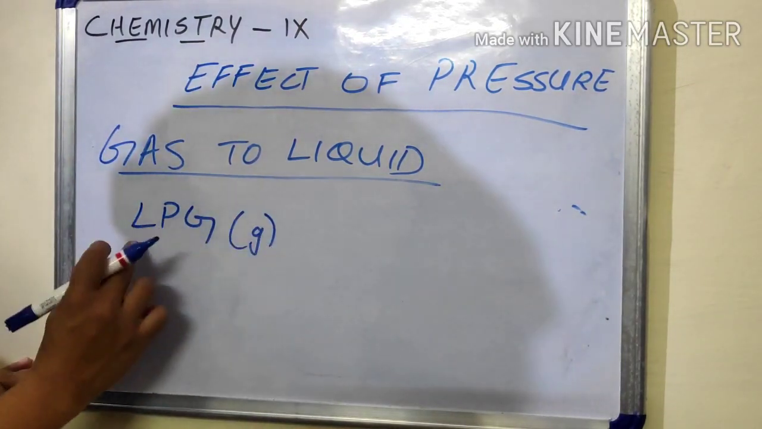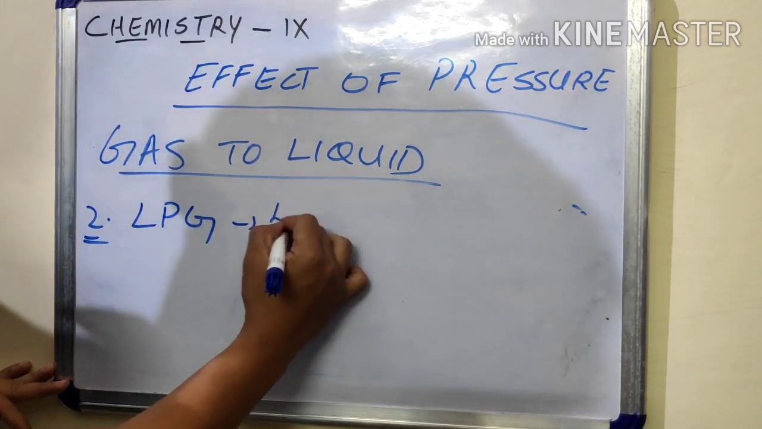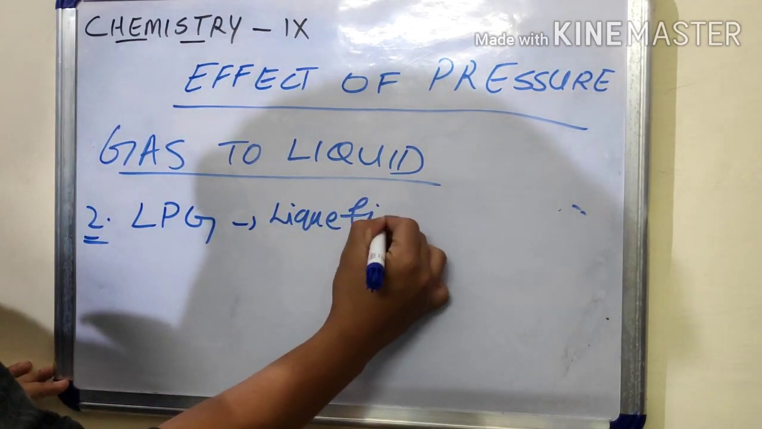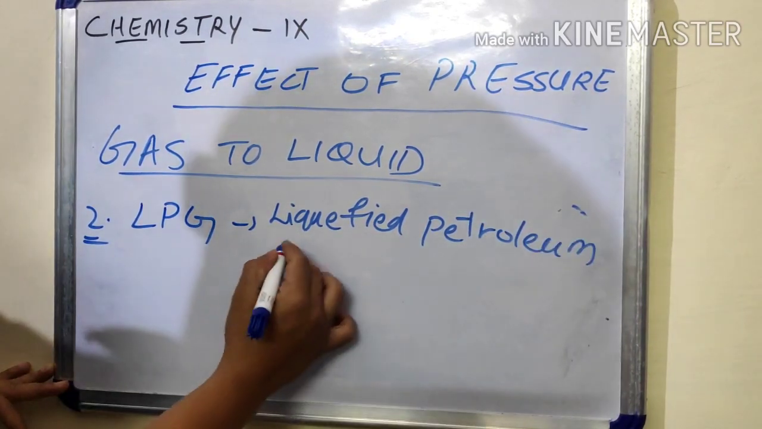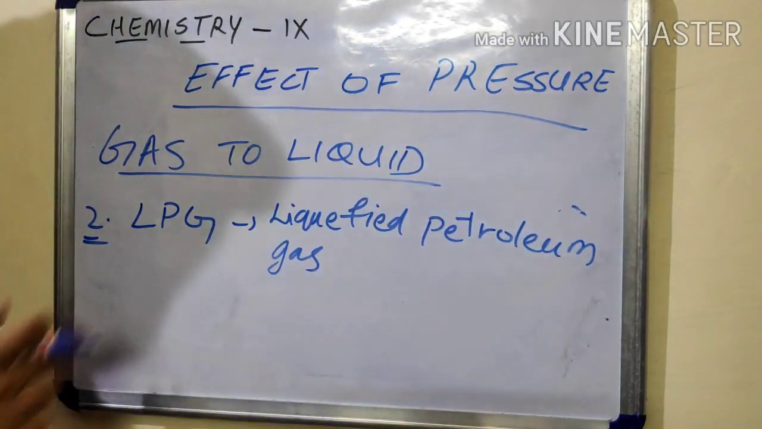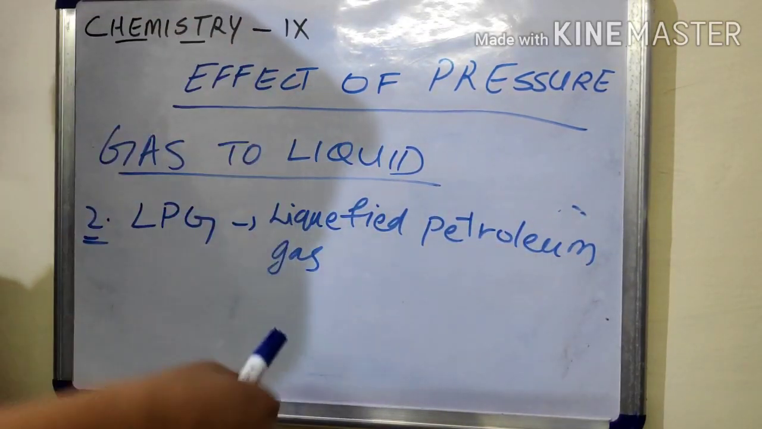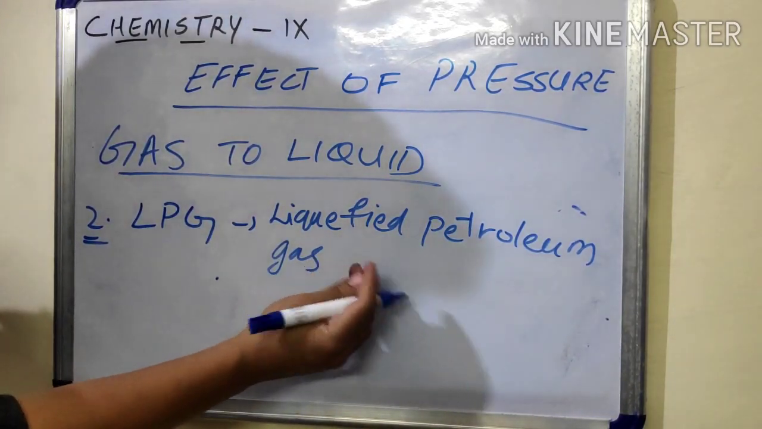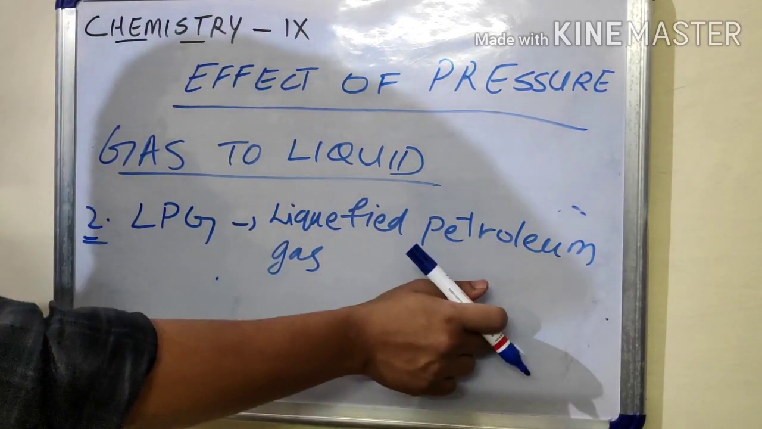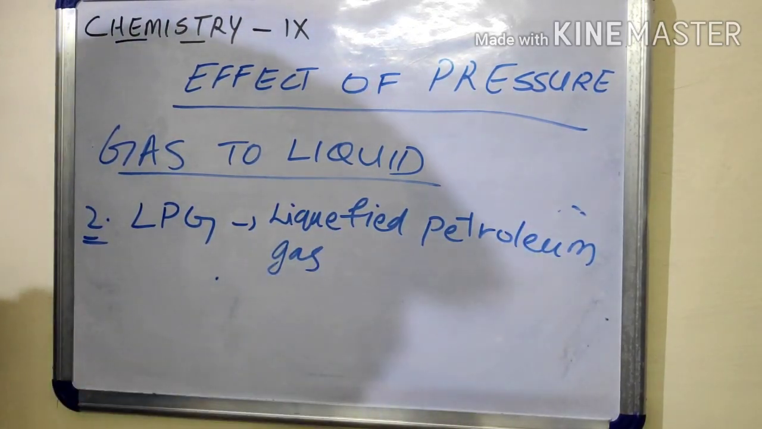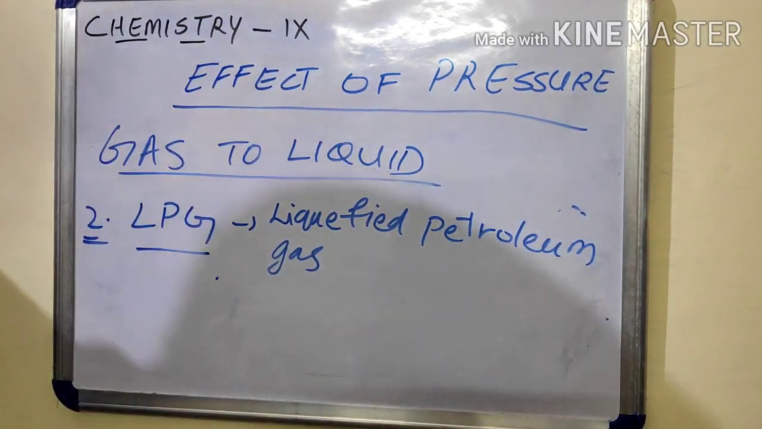LPG, liquefied petroleum gas. You can write this down. Liquefied petroleum gas, which comes in your cylinders at home. All that gas is compressed into your cylinder, and as and when released, you release the pressure on it. As soon as you release the pressure, the liquid changes back into gas, and you use it for your heating purposes at home in your stove. So that is your LPG.